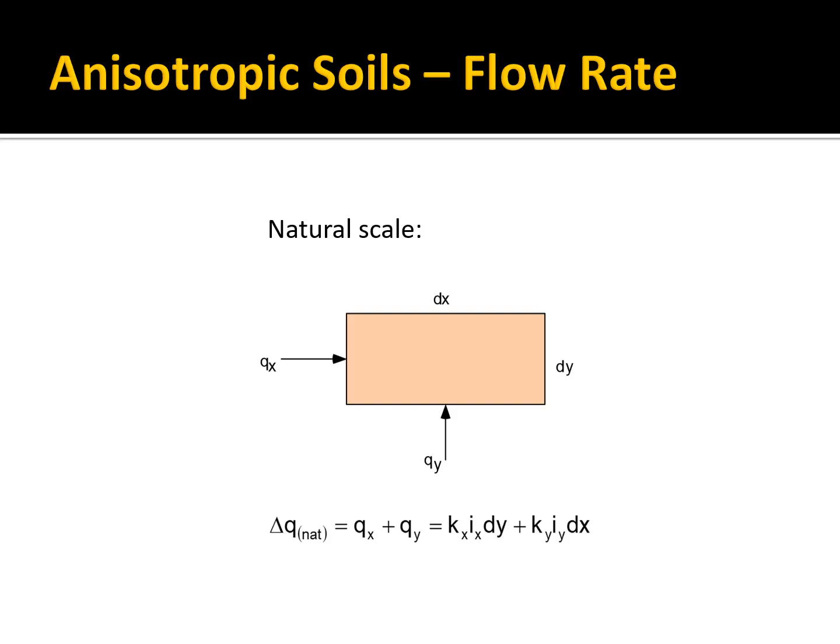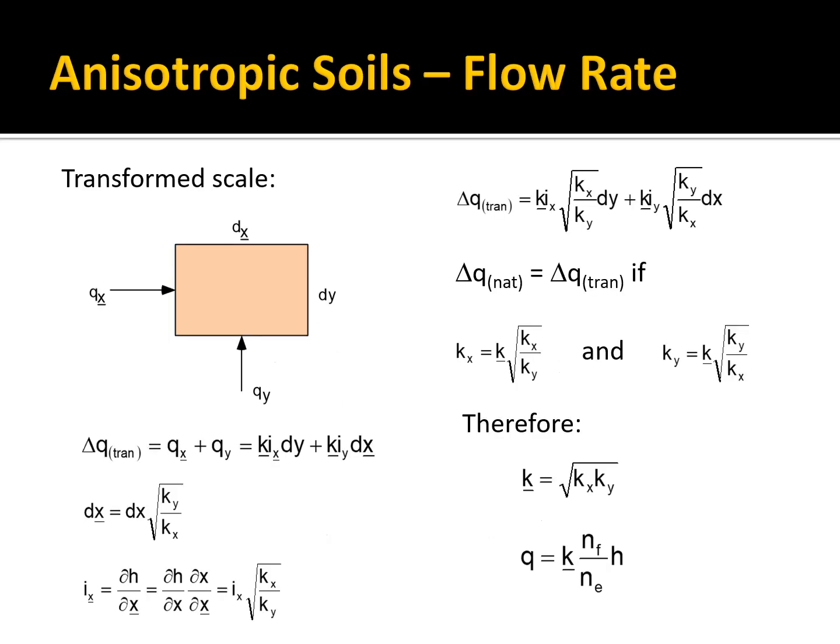To get the flow rate, this is our original scale. For a cell, we have QX and QY. And in this case, QX is different than QY since we have anisotropic soil. QX is equal to KX times the hydraulic gradient in x times dy. dy is the width in the y direction. And QY is equal to KY times the hydraulic gradient in y times the width, which is dx.